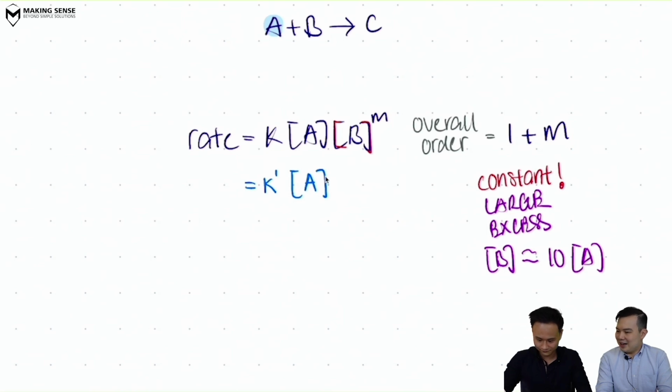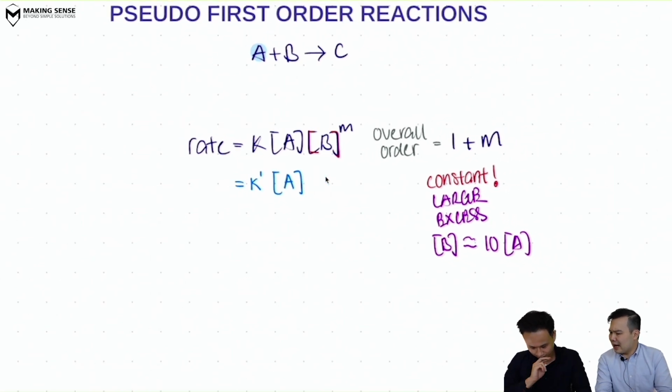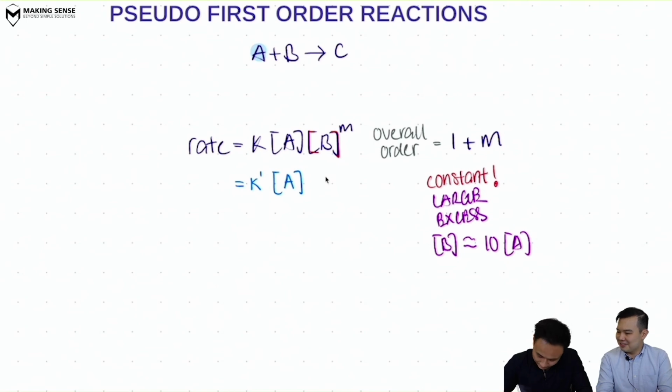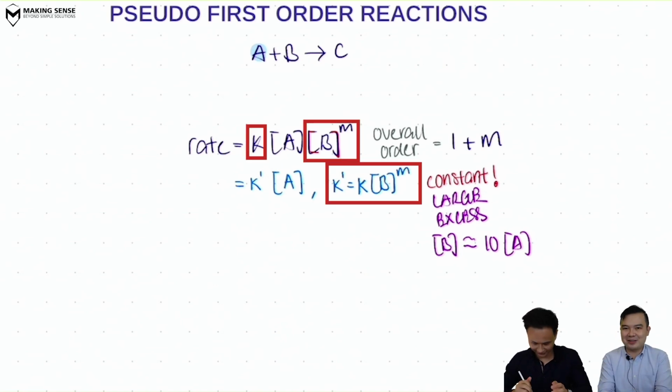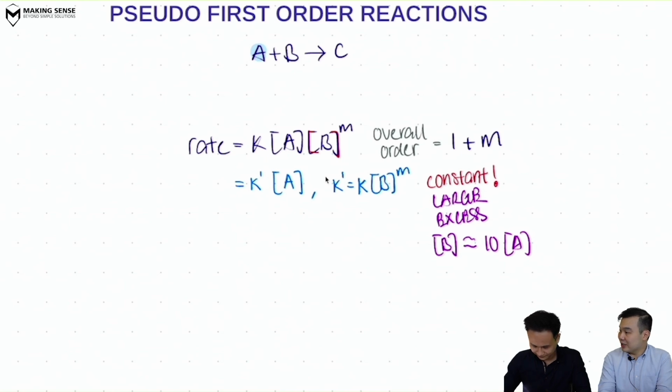What's my half-life? Wait, what's k prime first? Oh, yeah. So remember, because we brought [B] into the k, your k prime now is equal to k times [B] raised to the power of m. Oh, so you actually combine all the constants together. Yes, correct. So I'm very happy. Now that overall order is 1, I can finally use my t half equals ln 2 over k, right? Let's do that.